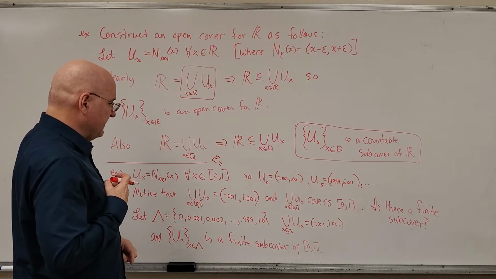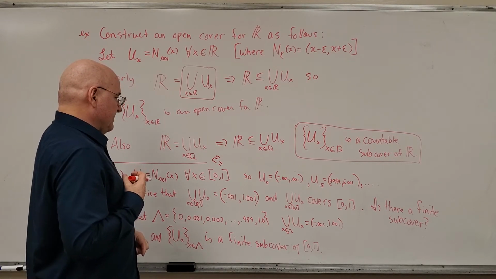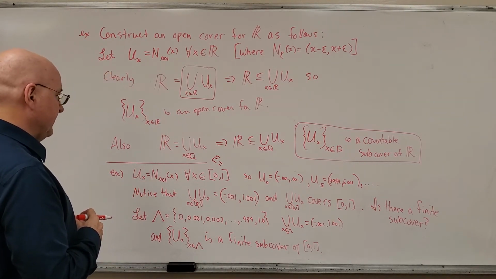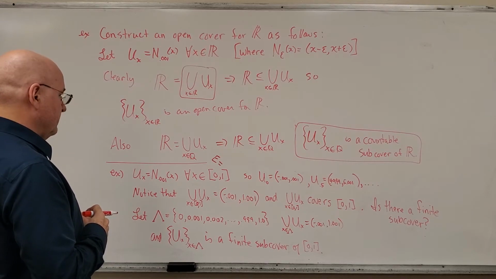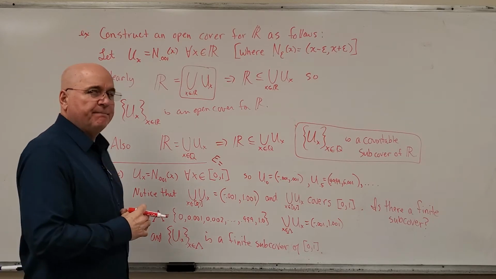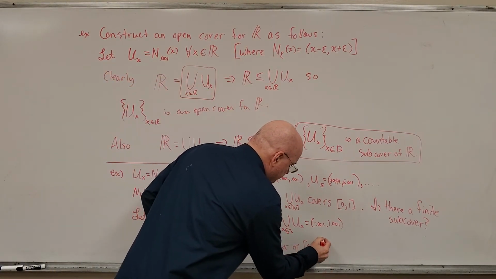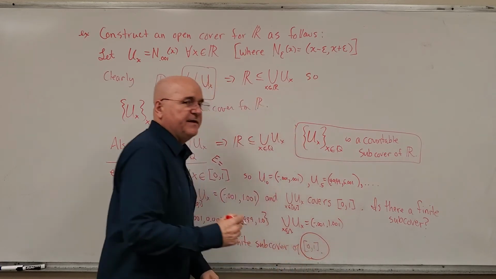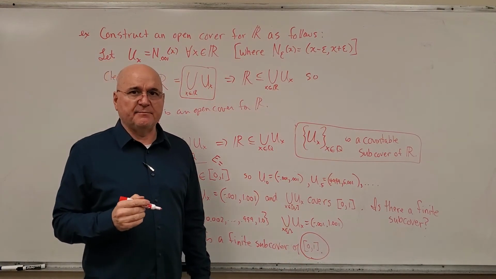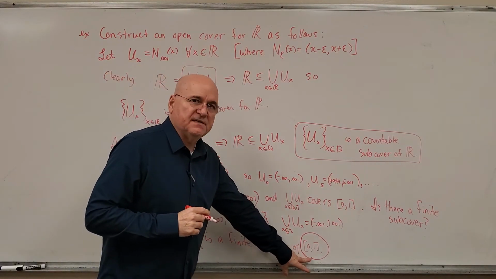So we found a finite subcover, and let's see, did we prove that every open cover will have a finite subcover? No, we didn't. But in fact, for this set, every open cover will have a finite subcover. We'll see that in just a few minutes. And therefore, this is a compact set.